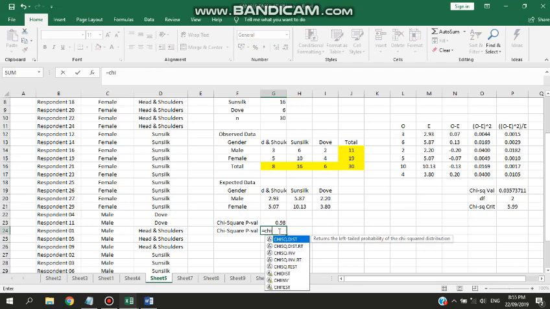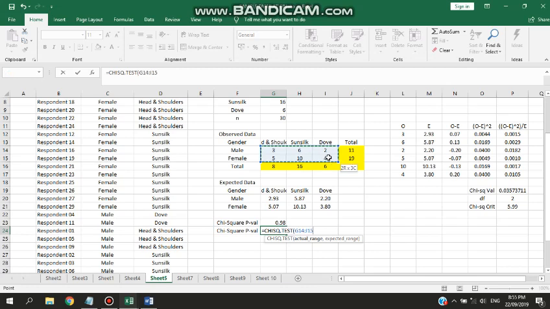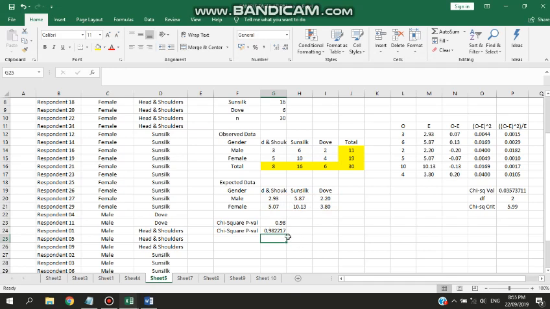It's CHISQ.TEST. So, click this one, open parenthesis again. First is the actual range, which means the observed data. Here's the observed data, then comma, the expected range or expected data. This is the expected data. Close with a close parenthesis. There you have it. 0.98221. It means it's above the alpha level.